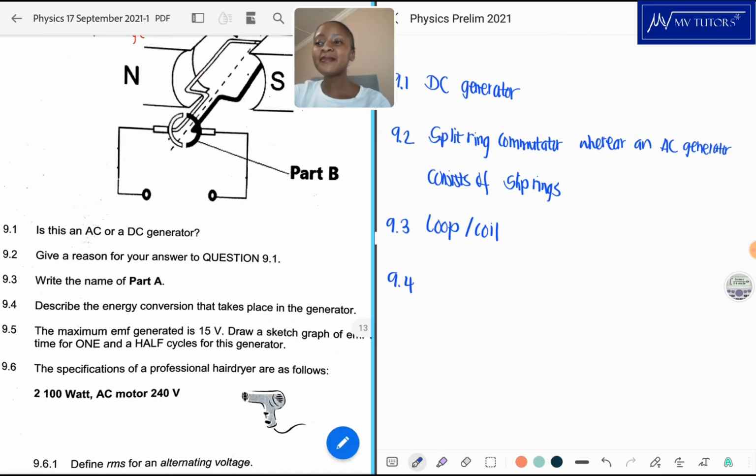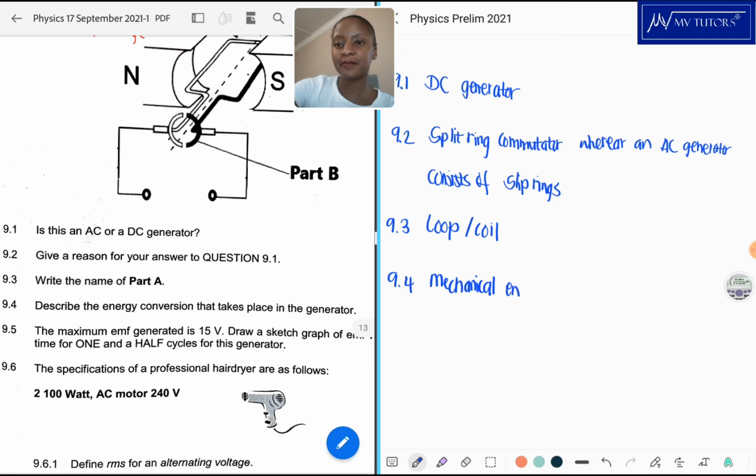Now they say describe the energy conversion that takes place in a generator. Like I said, in South Africa, we know this best, especially those who can afford it, when the electricity goes out, load shedding, or what do they call it these days? Load reduction. You can use a generator. So it takes mechanical energy and transfers it to electrical energy.